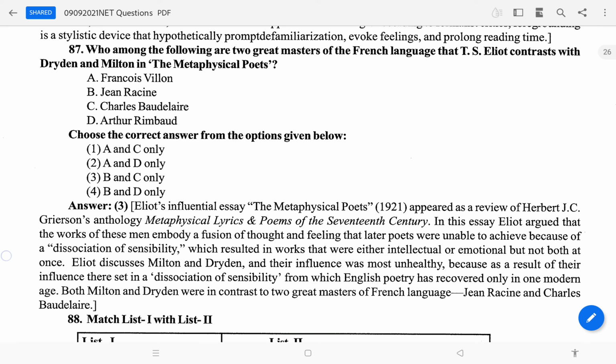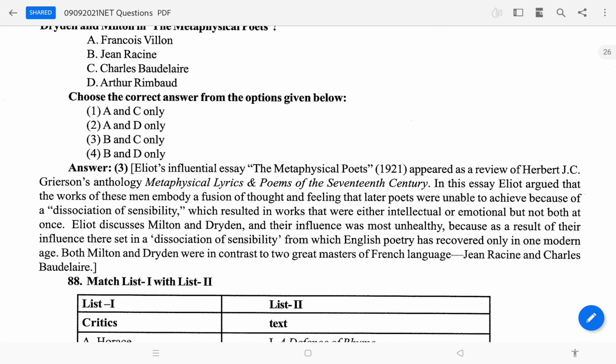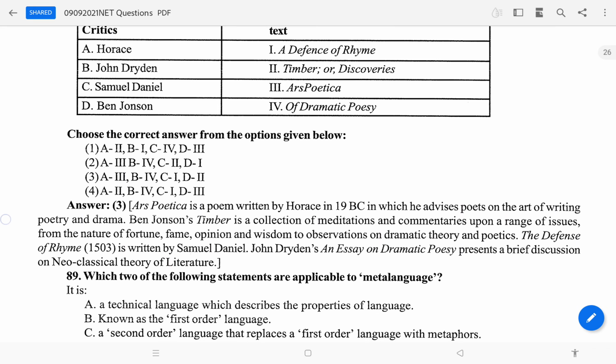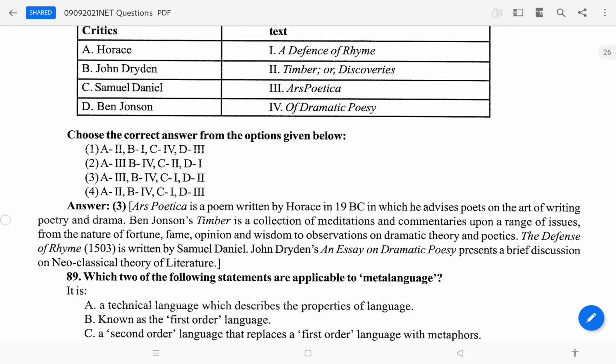So let's see the next question, question number 88, which is the match the following. Ars Poetica is a poem written by Horace in 19 BC, in which he advised poets on the art of writing poetry and drama. Then Ben Jonson's Timber is a collection of meditations and commentaries upon a range of issues, from the nature of fortune, fame, opinion, and wisdom to observation on dramatic theory and poetics.